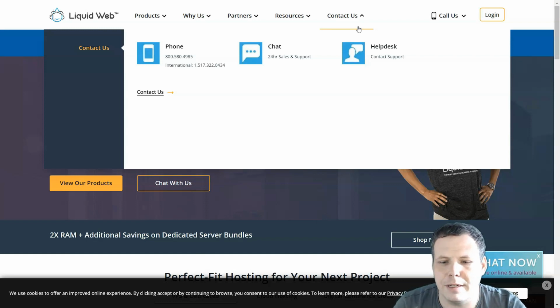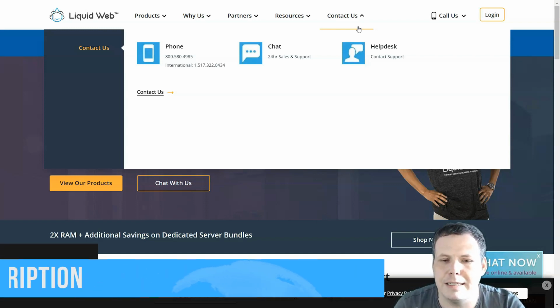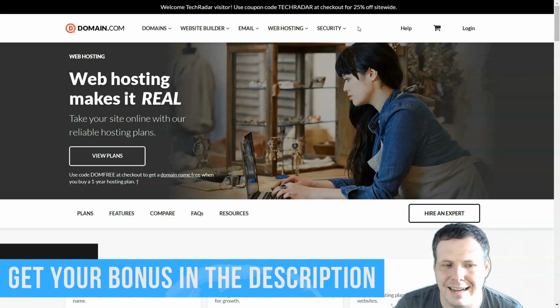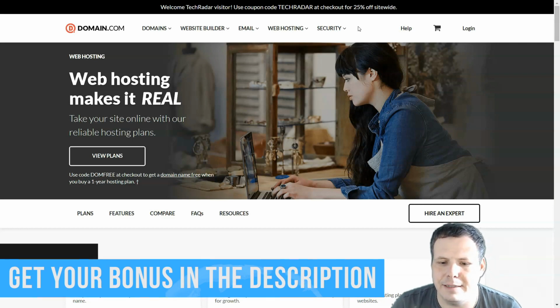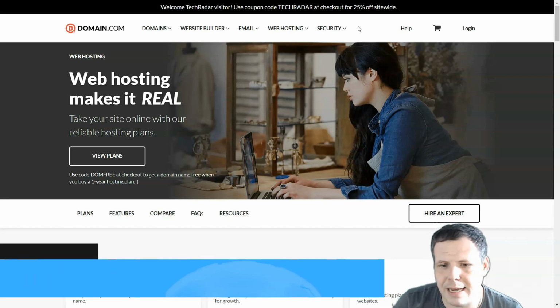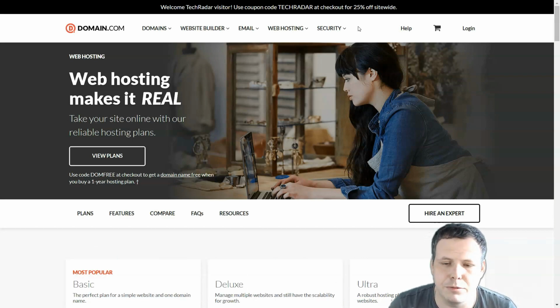putting it at the number two spot. Now, the next one is going to be domain.com. I found domain.com very interesting. I enjoyed it a lot. They did have a stable and secure platform. They had unlimited storage, and they even had scalable bandwidth for you as well. A 99.9% uptime guarantee, which is really cool, and a free SSL, which is really great.